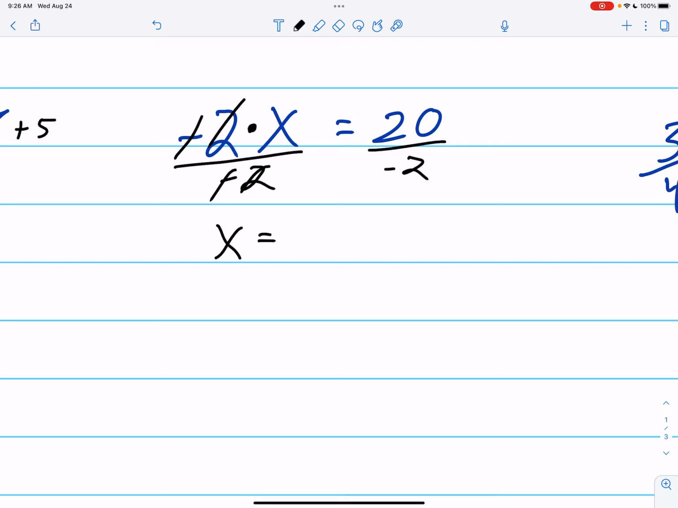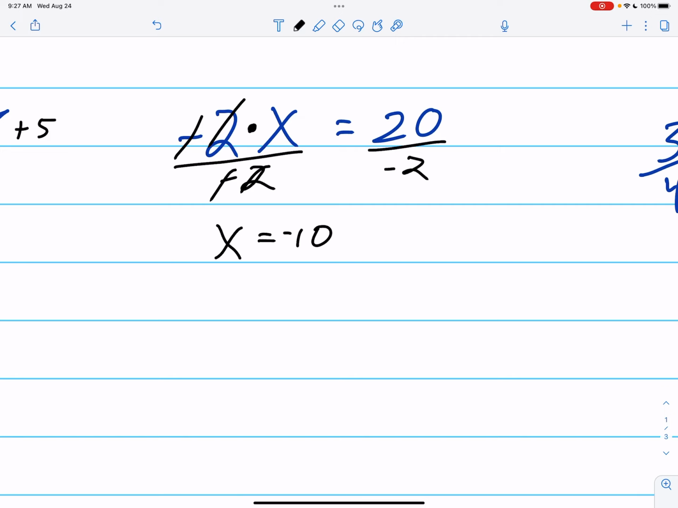So then I get 20 divided by -2. So they're opposite signs being divided. So I get a -10. If you hadn't done that and you divided both sides by just 2, you would have gotten x equals 10, which would have not solved it.